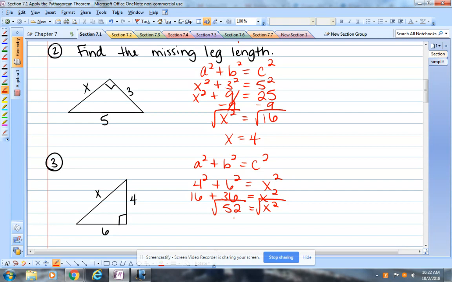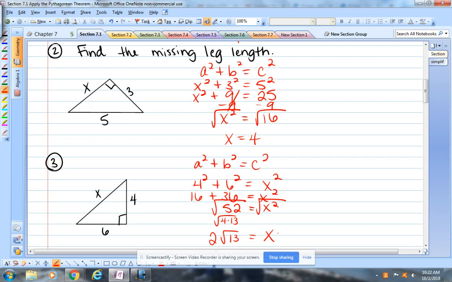So what is the largest square that goes into 52? 4. So that's radical 4 times 13. So what's the simplified result of that? Equals the length of the hypotenuse. Raise your hand if you got 2 radical 13.